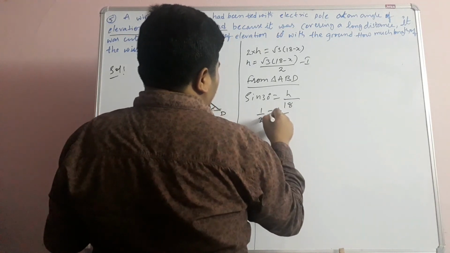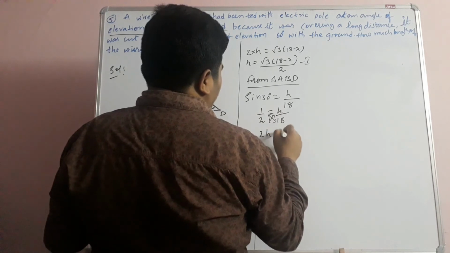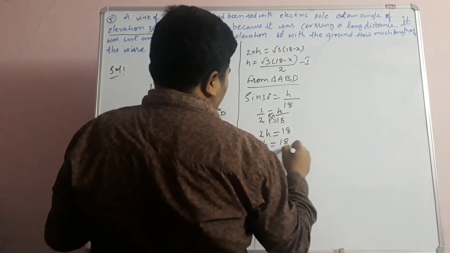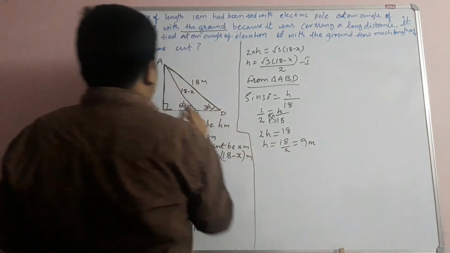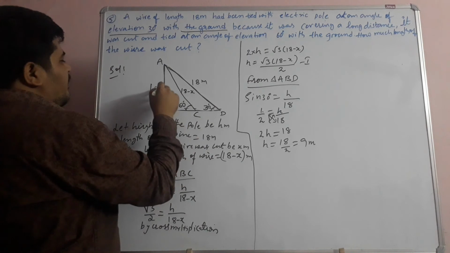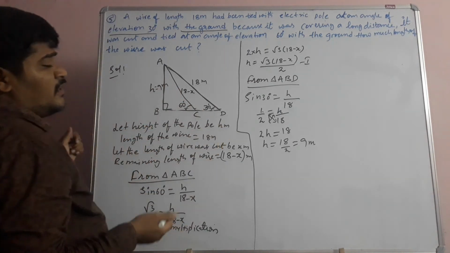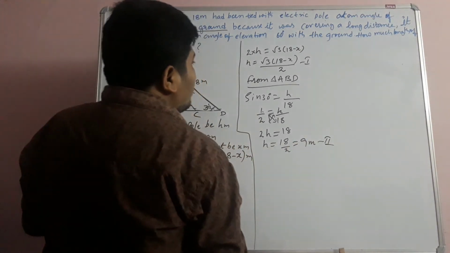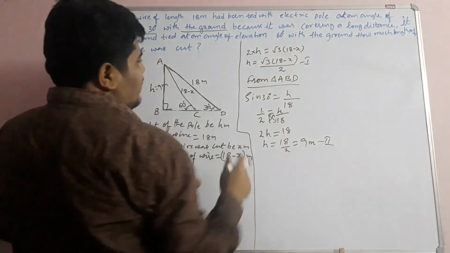So children, by cross multiplication, what can we write? 2 into h, 2h is equal to 1 into 18. So h is equal to 18 by 2, which gives you 9 meters. h is 9 meters. So the height of the pole is 9 meters, but they are asking how much part of the wire was cut. So now children, take this equation as 2. Now substitute this h value in equation 1.